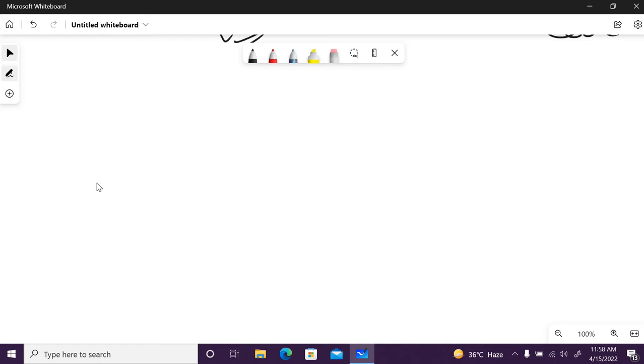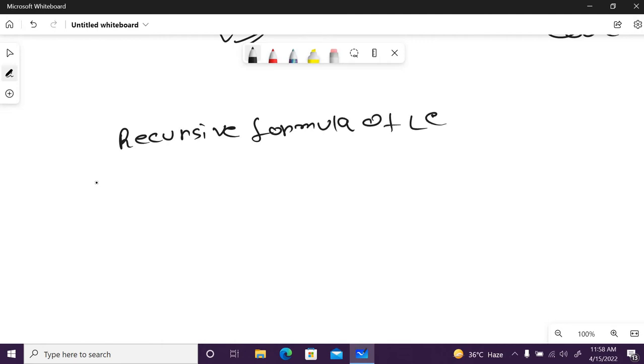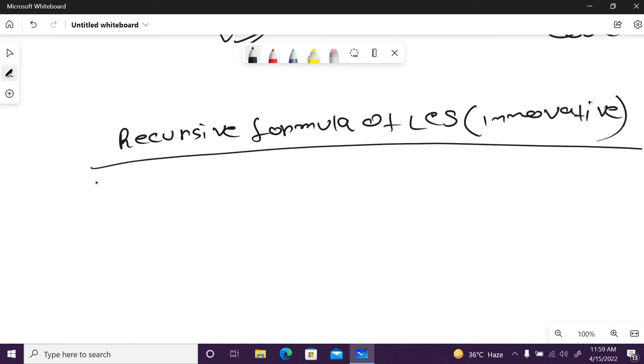Now let's understand what our recursive approach or the recursive formula of the LCS will be. So it is a very innovative approach. What is the recursive formula of the LCS so that I can come to a solution of the problem? This is a very innovative idea. Really, it is a very innovative idea. Let's understand.